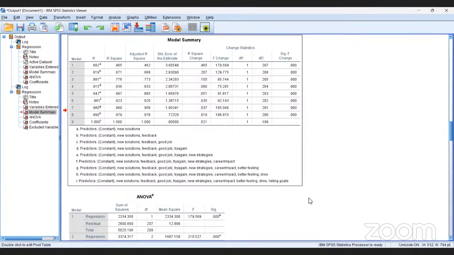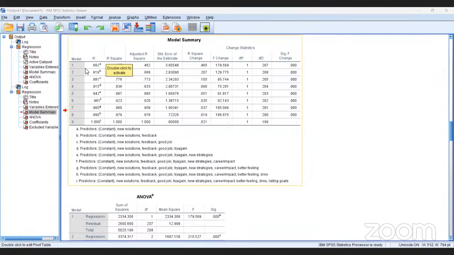Sir, I have one doubt. Yes, please. Sir, what is the use of R² change? Acha. R², that indicates the prediction. Capital R indicates the multiple correlation, and R² indicates the prediction. So why do we calculate the R² change?